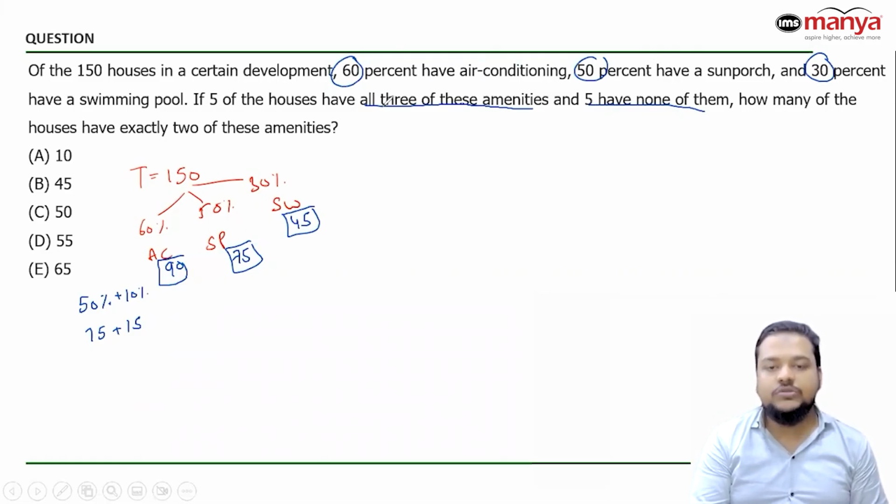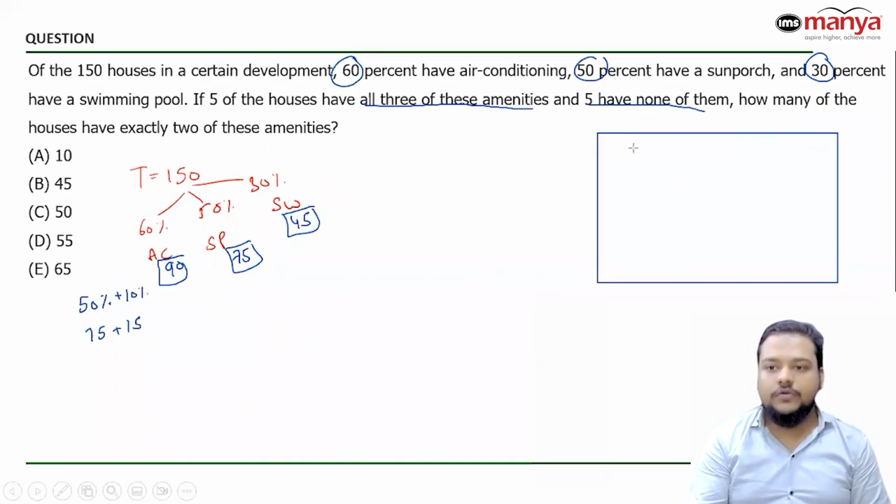There will be a house which has a sun porch and a swimming pool both, and a house which has air conditioning and a swimming pool both. So there must be some overlapping pattern, because only then will this get equal to 100%. Whenever you have overlapping sets, always see how many sets they are talking about. It is very clear: swimming pool, sun porch, and air conditioning. So 3 sets. Hence, please draw a 3 sets Venn diagram. Draw a rectangle and then draw 3 circles.